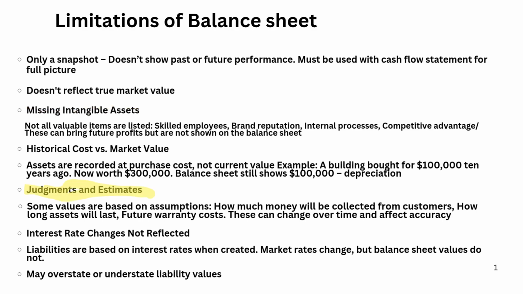It includes estimates and judgments. Some values are not exact numbers, they are based on assumptions. For example, how much of the receivables will actually be collected? How long will the machinery last? How much should be set aside for future warranties? These estimates can change over time, which means the balance sheet may lose accuracy.